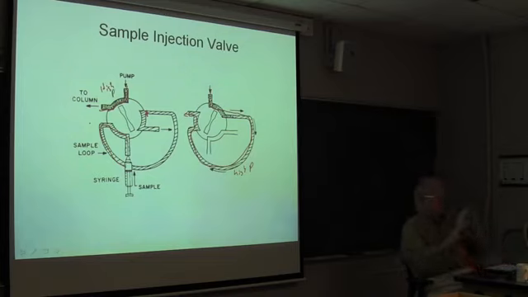Now, this is a valve that has to turn while there's maybe 5,000, 10,000 psi back pressure on it without leaking. That means you have very, very close tolerances. Those are very carefully machined materials.